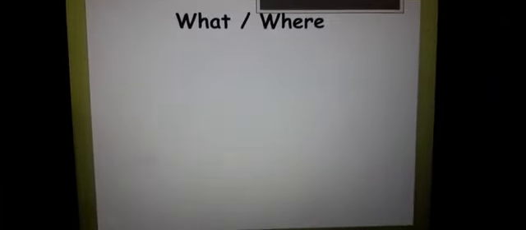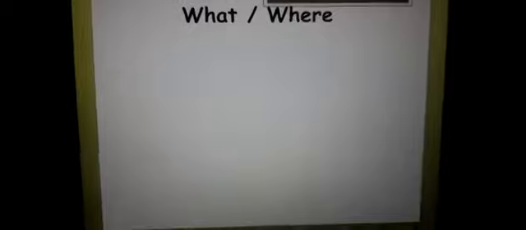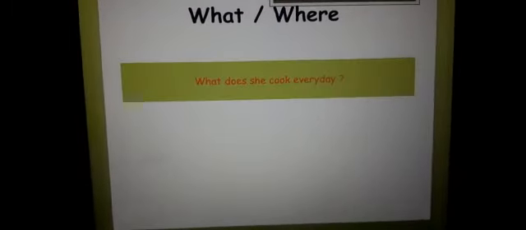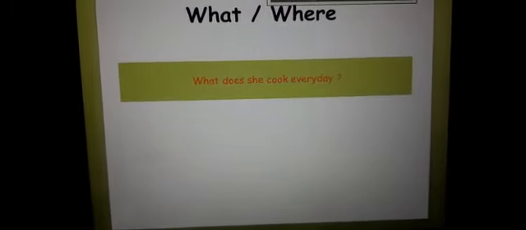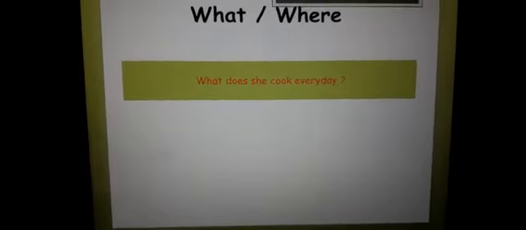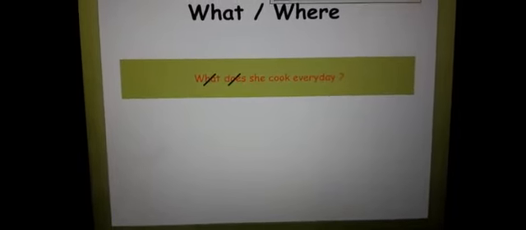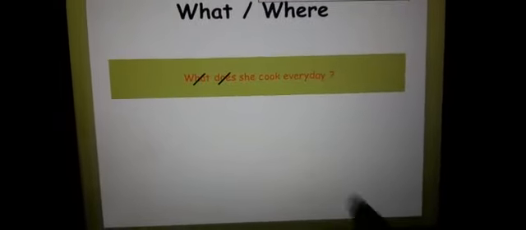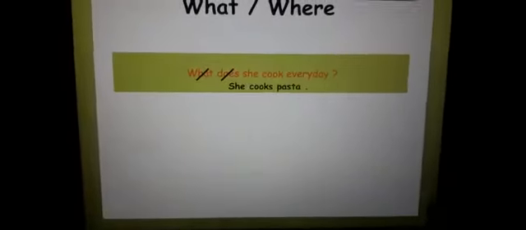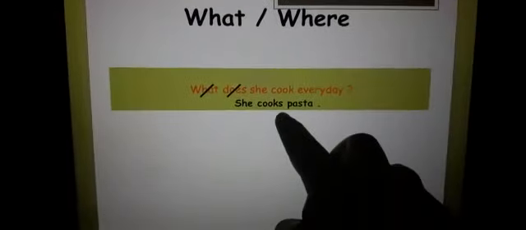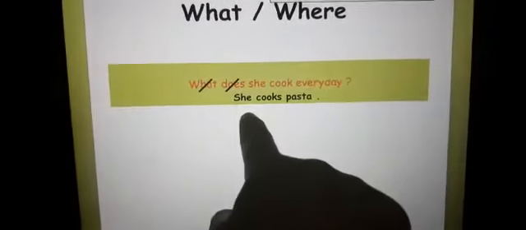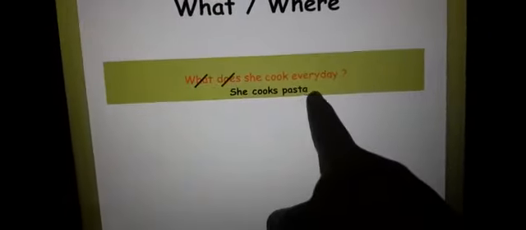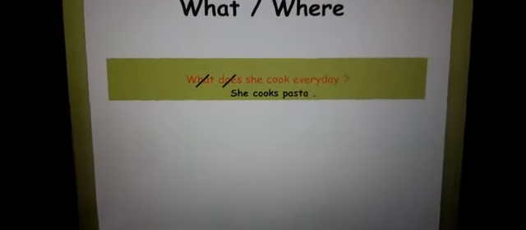And the second type is if we have what or where in the question. What does she cook every day? Can you see? What and does, we are going to remove them and then write she cook, okay? She cook and put the S because we have she and she loves the S. So she cooks pasta. Another example?